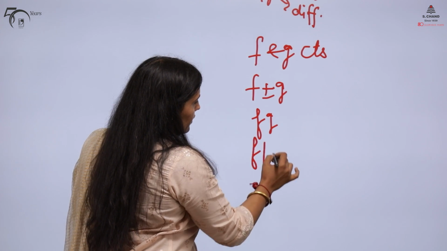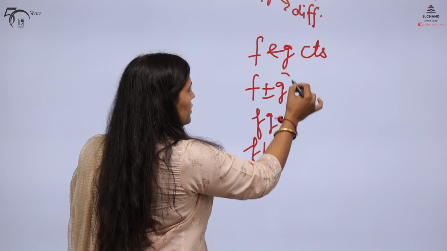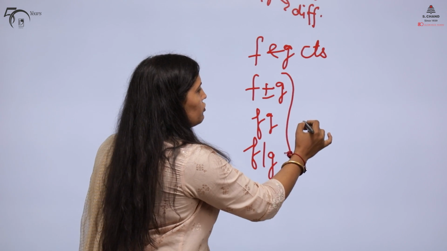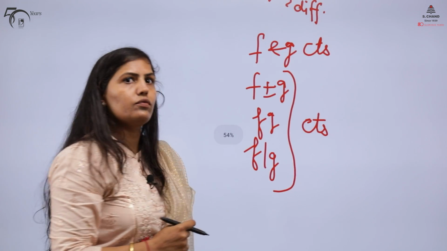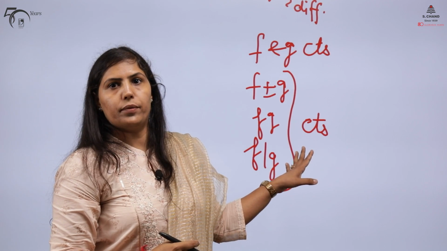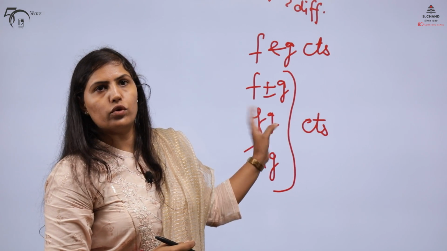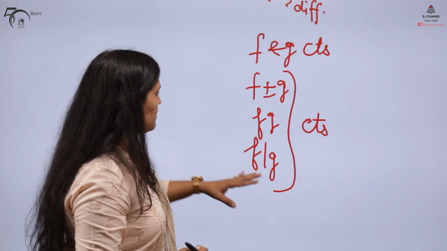If f and g are continuous functions, then their sum, their product and the division will also be continuous. So because of differentiability, if you are good enough in checking differentiability, no need to check the continuity part. It will be very easy for you. If you know the differentiability, you can easily say that the function will also be continuous.